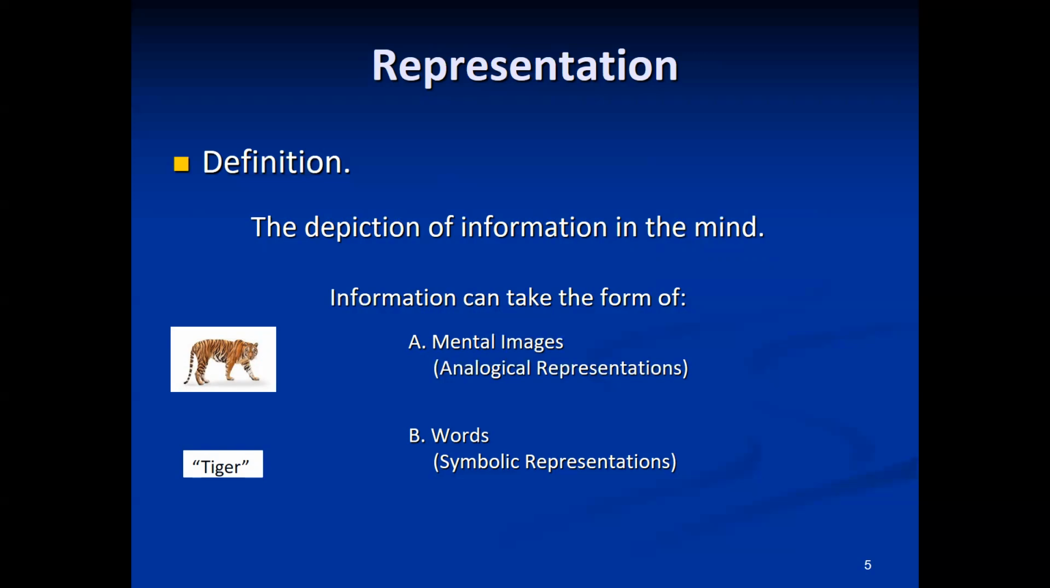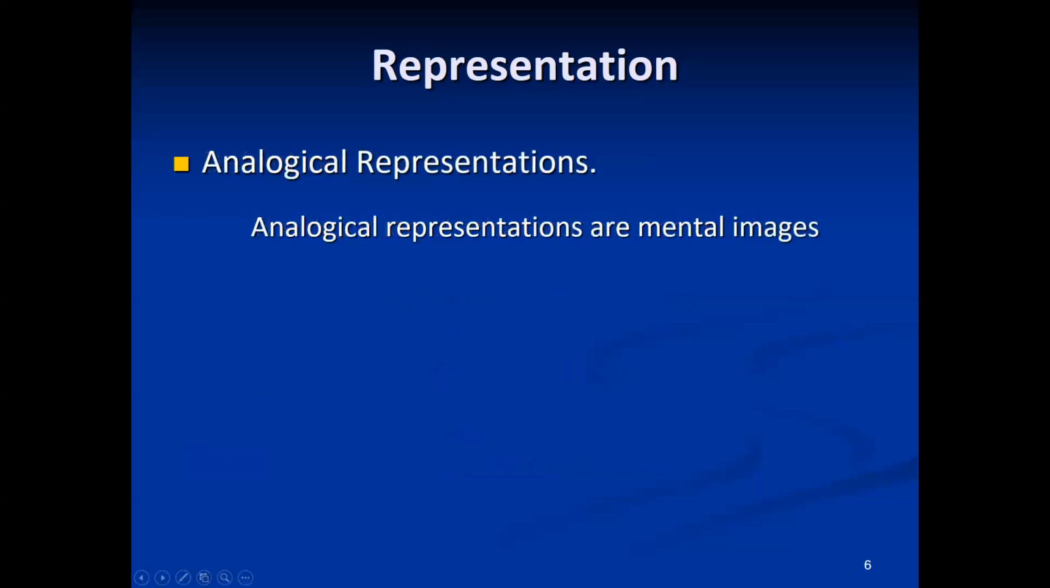For example, we all know what a large striped cat looks like. We have images of them stored in our minds. And we all know that the name of this animal is a tiger. We have a word for them stored in our minds. As we have said, analog representations are mental images. They are pictures in our heads. Analog representations are useful in many situations.